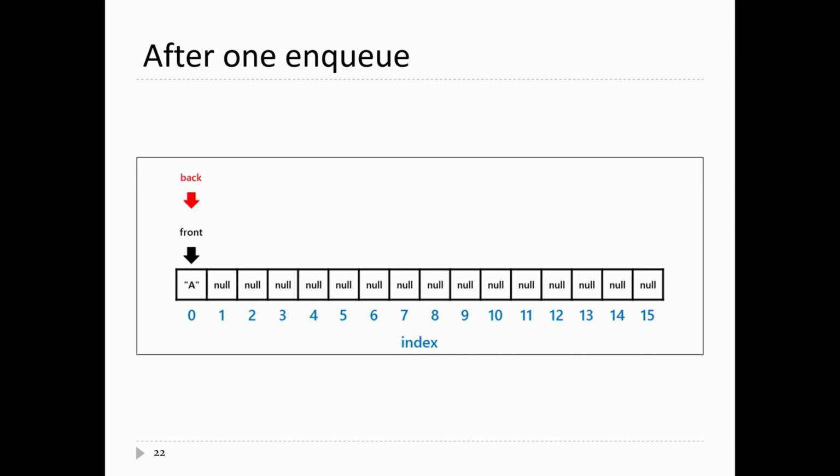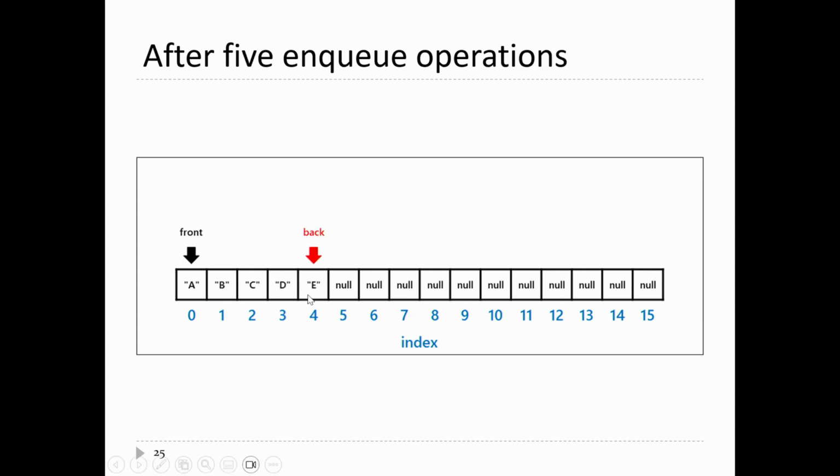I'm going to enqueue another element. So add 1 to back, so it goes to 1, and then write into index 1. And again, add 1 to back, write into the element at that index. And so after I enqueue 5 elements, we end up with the following array.